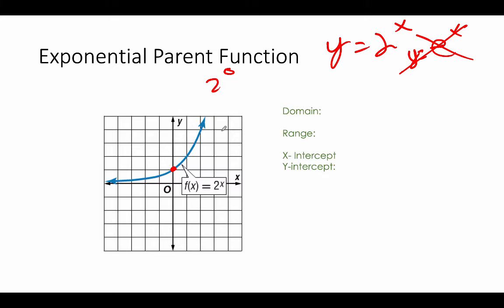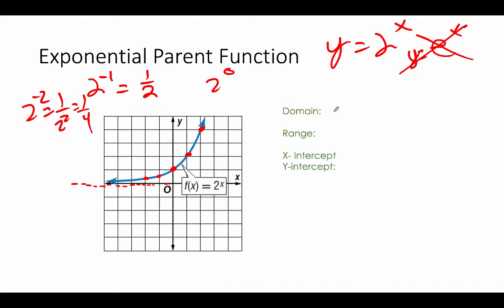And then 2 to the 1 is 2. 2 to the 2 is 4. 2 to the negative 1 is a half. Do you remember that? 2 to the negative 1 is 1 over 2. 2 to the negative 2 is 1 over 2 squared, or 1 over 4. So I'm never actually going to get to 0. I'm going to follow an asymptote here. I'm never going to cross over that line that is the asymptote.